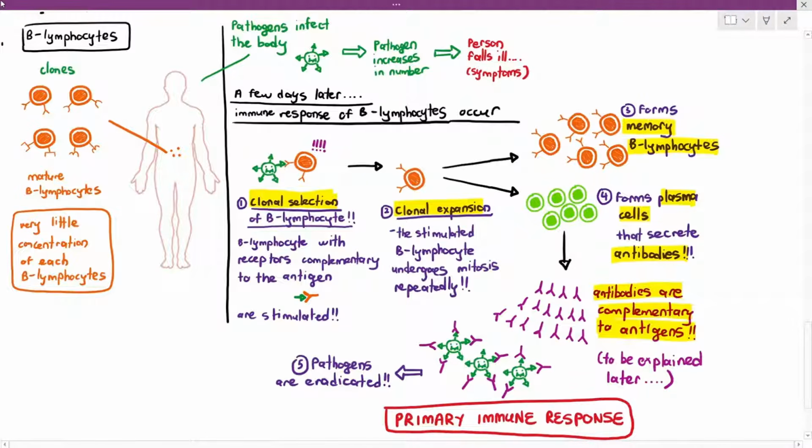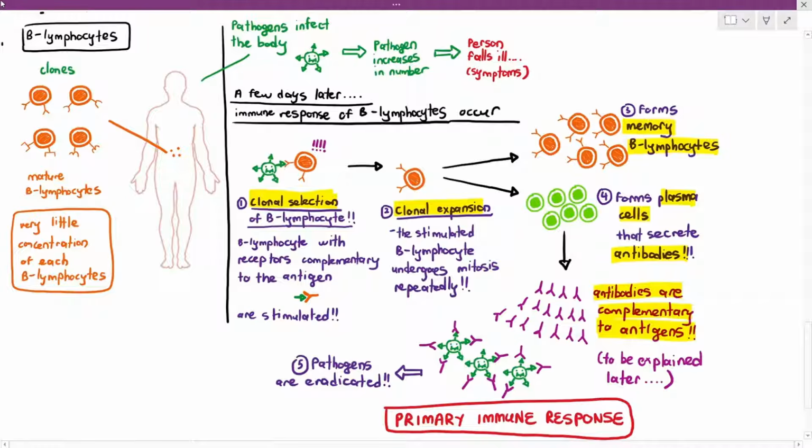Why is it called the primary immune response? Because it's your B lymphocytes' first time responding to that particular type of antigen. It has never responded to that antigen before in your entire life, so this is the first time you're responding to it. And the primary immune response, if you notice, it sucks, because you fell sick. The response did not happen immediately. The pathogens had time to enter your body, infect your body, and cause damage to your body. Your body only responded to the pathogens a few days later.